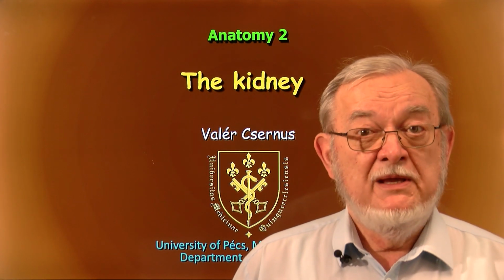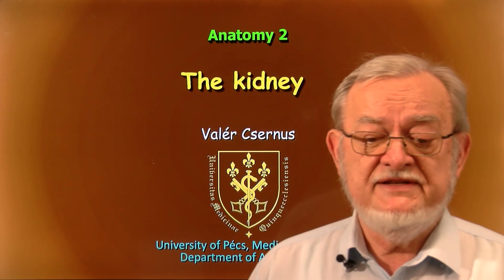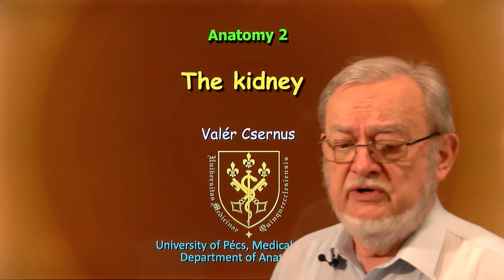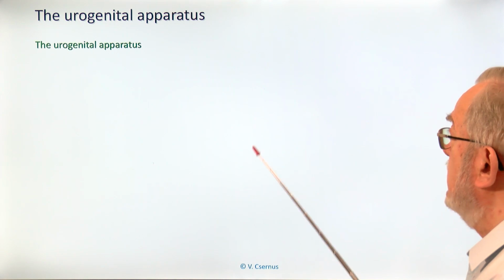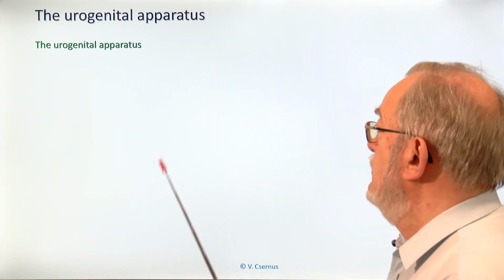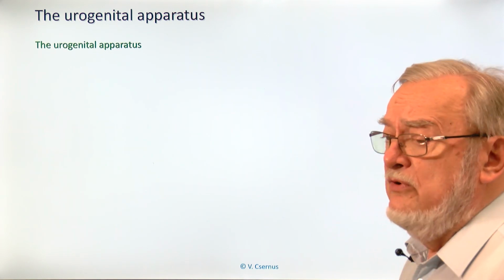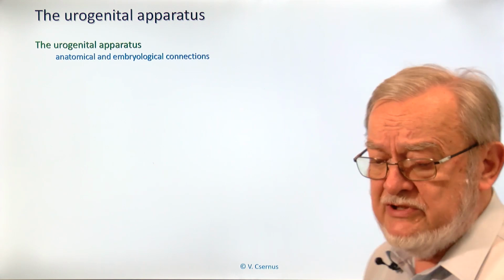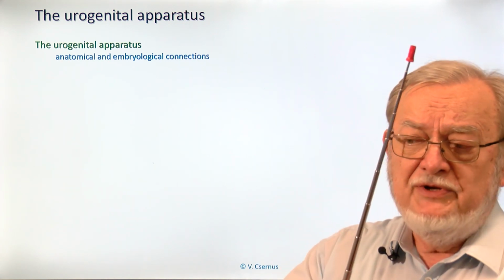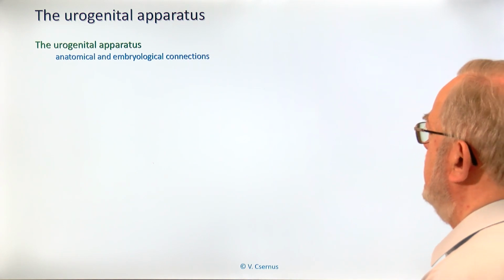Dear students, with this lecture we start a new group of organs, the urogenital organs. The urogenital apparatus consists of two components, the uropoietic and the genitalia, but both are anatomically and embryologically so connected to each other that sometimes we name them as a single unit.